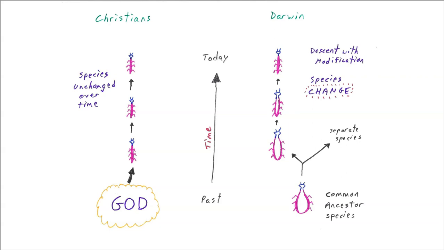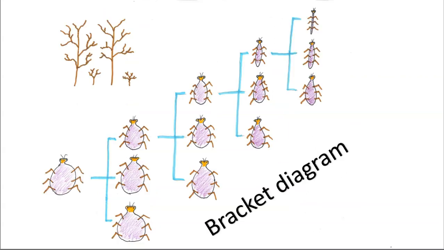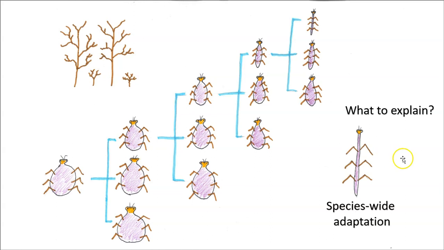We're going to be using a bracket diagram like this. So this shows different generations over time, and we'll be looking at how useful traits increase over time and how an adaptation can be improved over time. So what we're trying to explain is how the stick insects got their excellent thin-bodied camouflage.